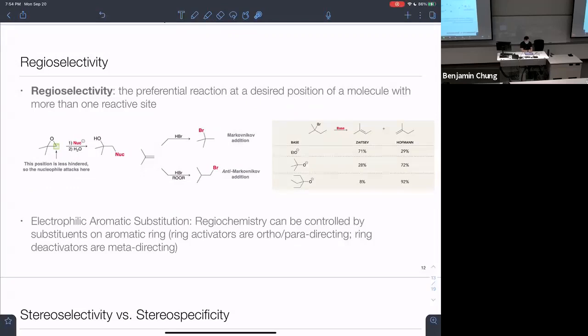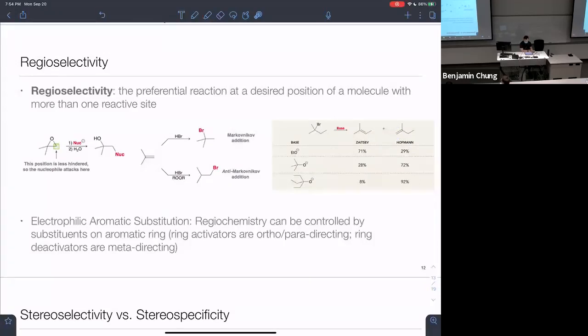We also talked about a Markovnikov or an anti-Markovnikov product. That is also an example of regioselectivity, whether your bromine is on the more substituted carbon or on the less substituted carbon. The Zaitsev or Hofmann product is also an example of regioselectivity. You can select for the less substituted alkene by using a bulkier base. So that is how you can control the regioselectivity of a reaction.